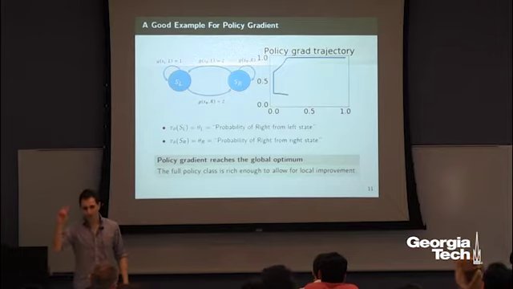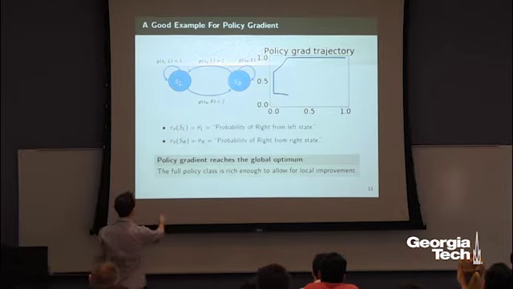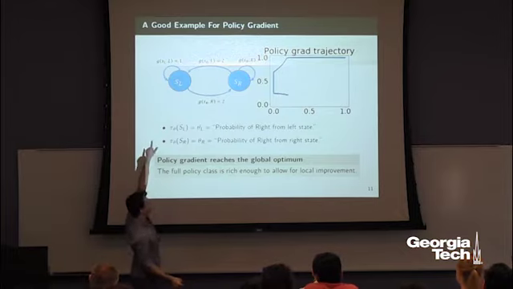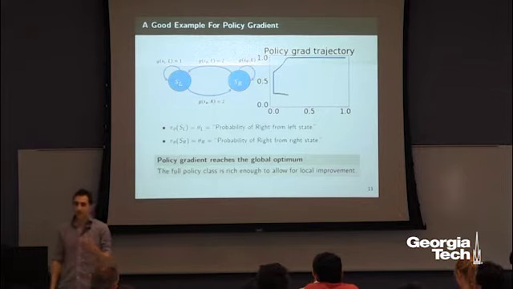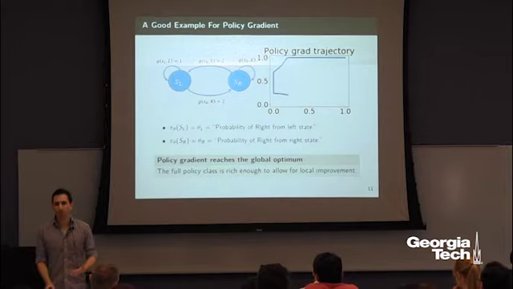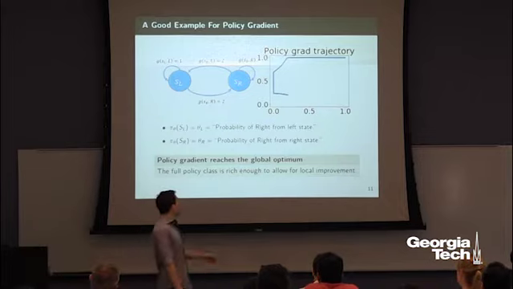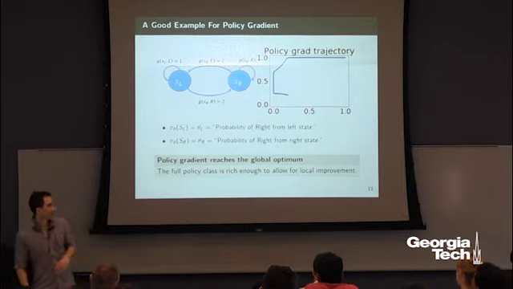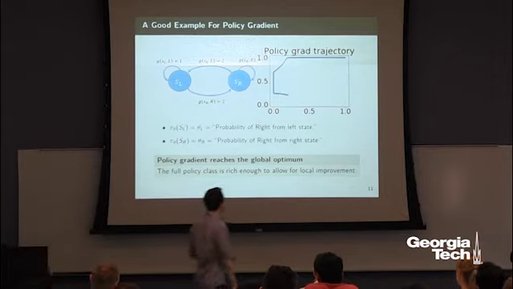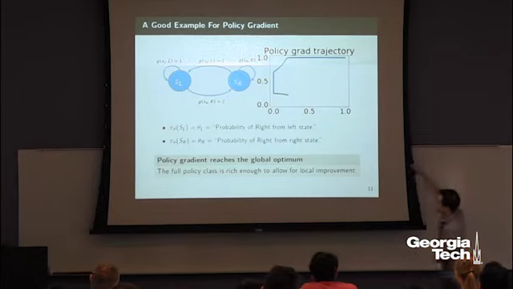Let's add 2 parameters. Okay. So now there's a parameter that controls the actions I take from the left state, a parameter that controls the actions I take from the right state. That's now the class of all possible policies in this problem. Turns out that as a function of these theta L and theta R, the loss function is still non-convex and is somewhat wild. Okay. But policy gradient methods do converge to the global optimum.